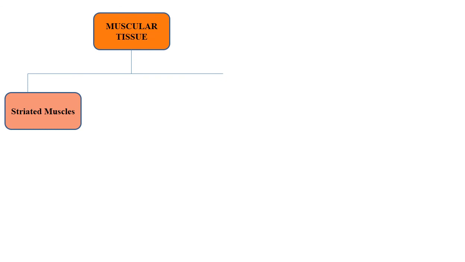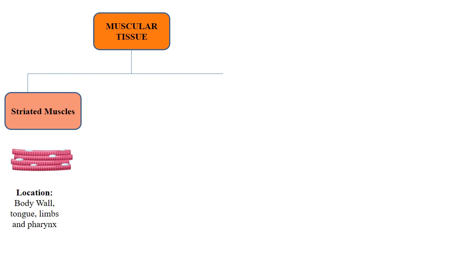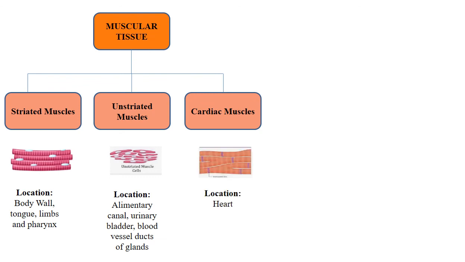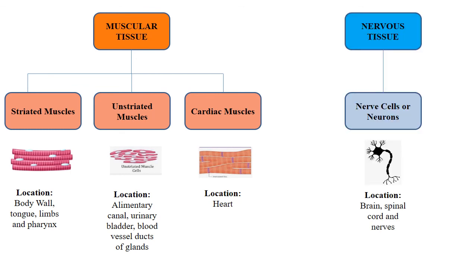Muscular tissue. Muscular tissue can be classified as striated muscles. Location: body wall, tongue, limbs and pharynx. Unstriated muscles. Location: alimentary canal, urinary bladder, blood vessels, ducts of glands. Cardiac muscles. Location: heart. Nervous tissue. Nervous tissue is a group of nerve cells or neurons. Location: brain, spinal cord and nerves.